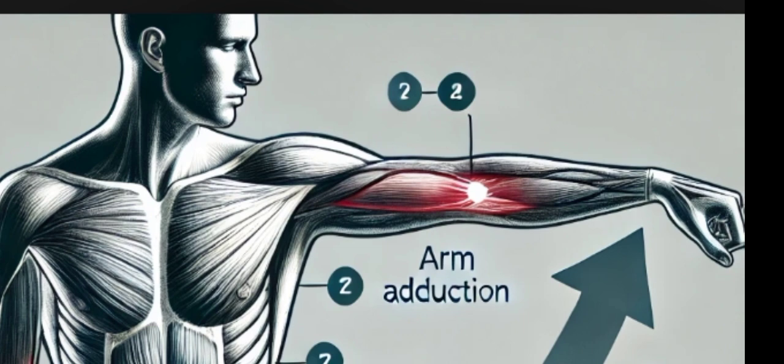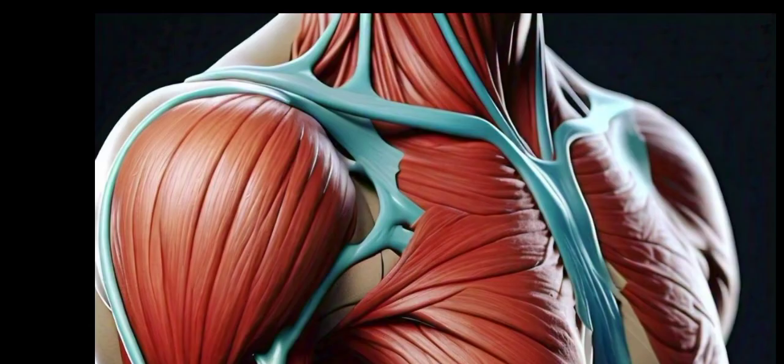Number 2 is, arm adduction. It pulls the arm towards the body, which is important for actions like hugging or bringing objects closer to the chest. Number 3 is, medial, internal, rotation of the arm. The pectoralis major rotates the arm inward, which helps with movements such as pushing or turning the arm.